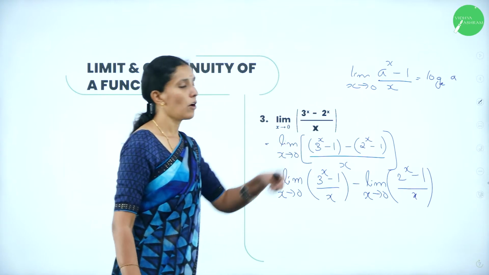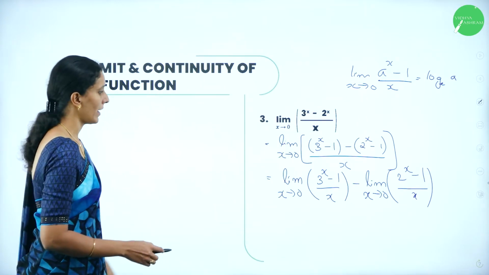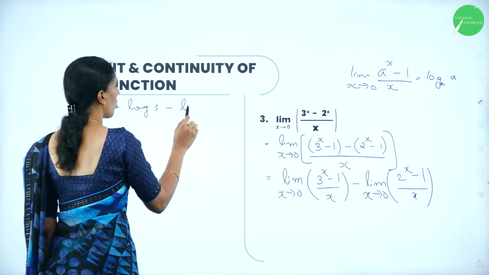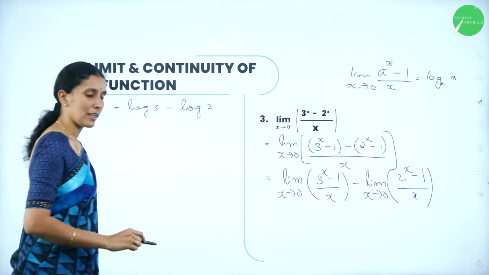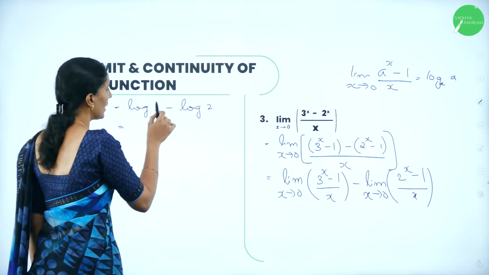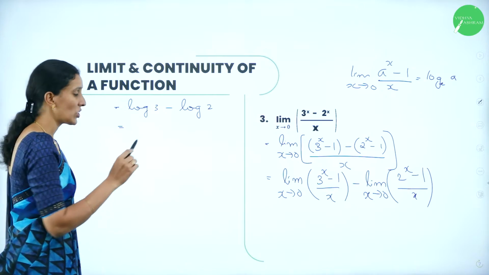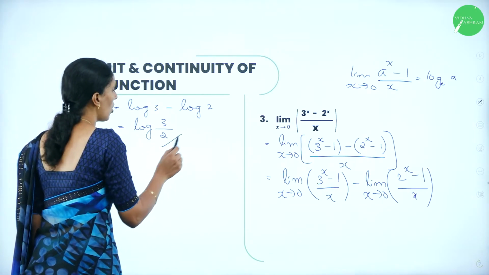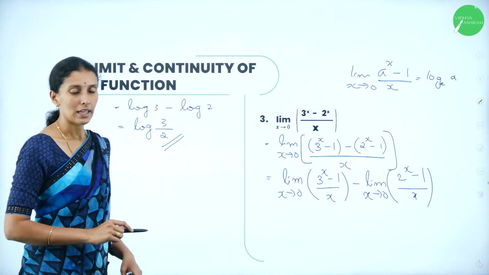Now, this is of the form a power x minus 1 by x. So, I can write this as log 3 minus log 2. Since base e, you can write or you can leave it like that also. It is log m minus log n, which is considered as log m by n. So, the value is log 3 by 2 to the base e.